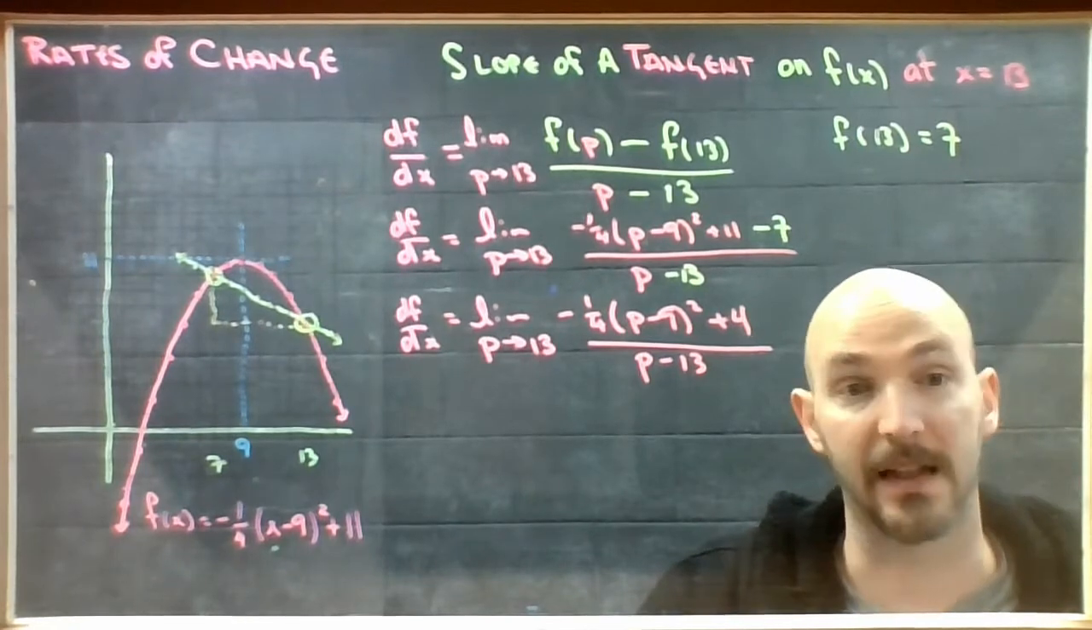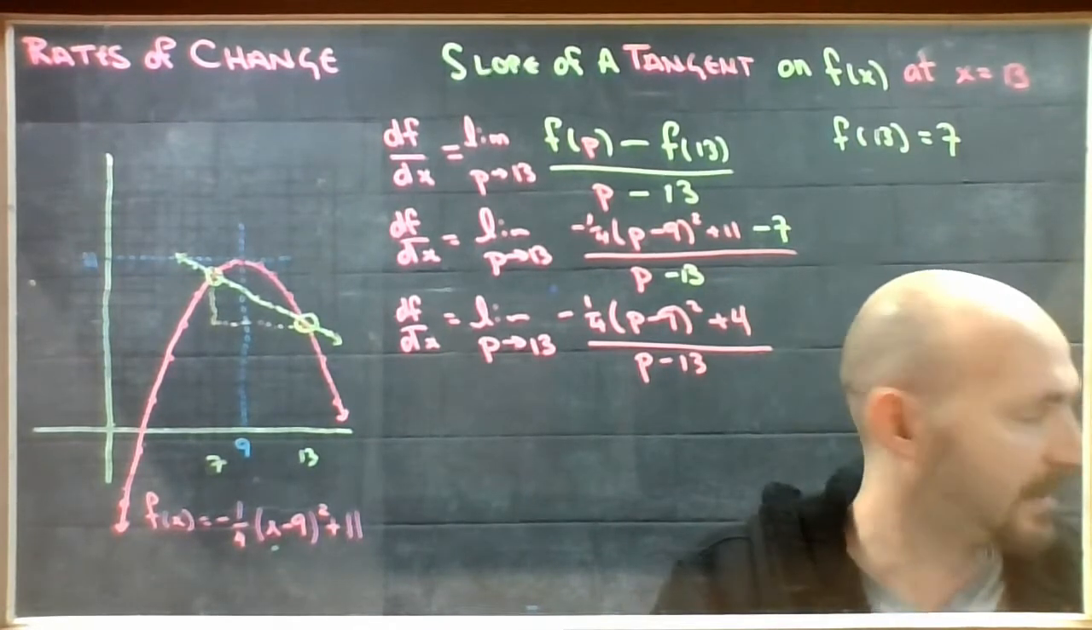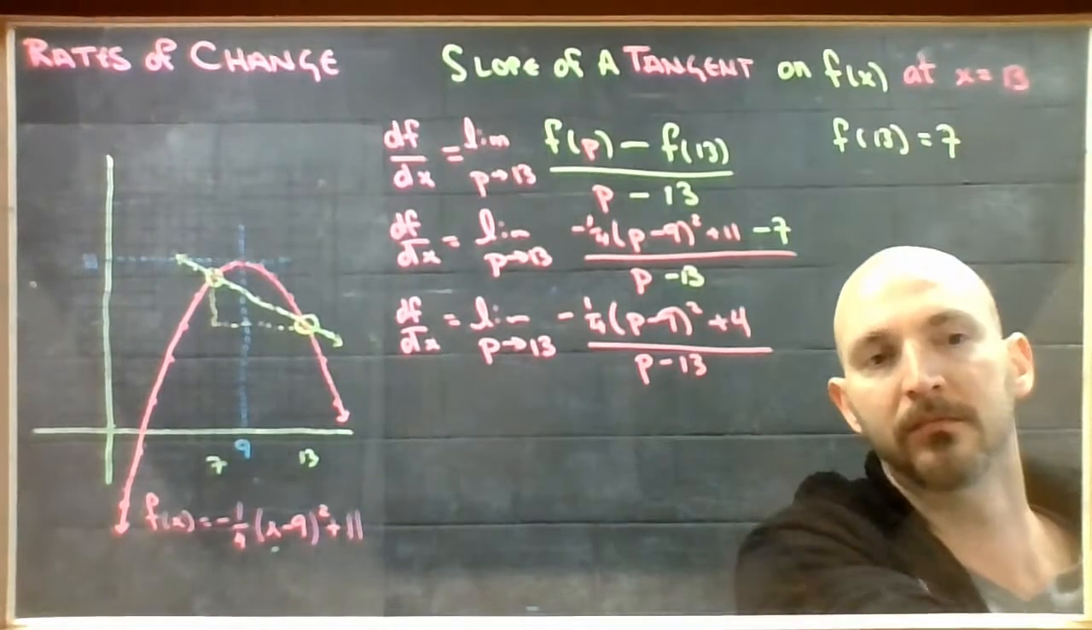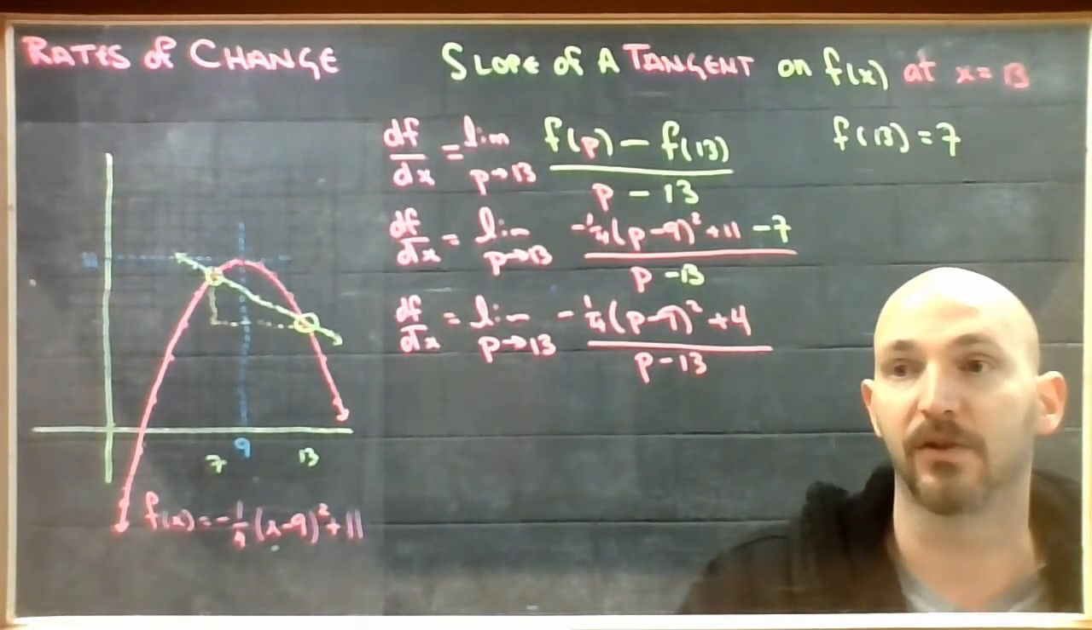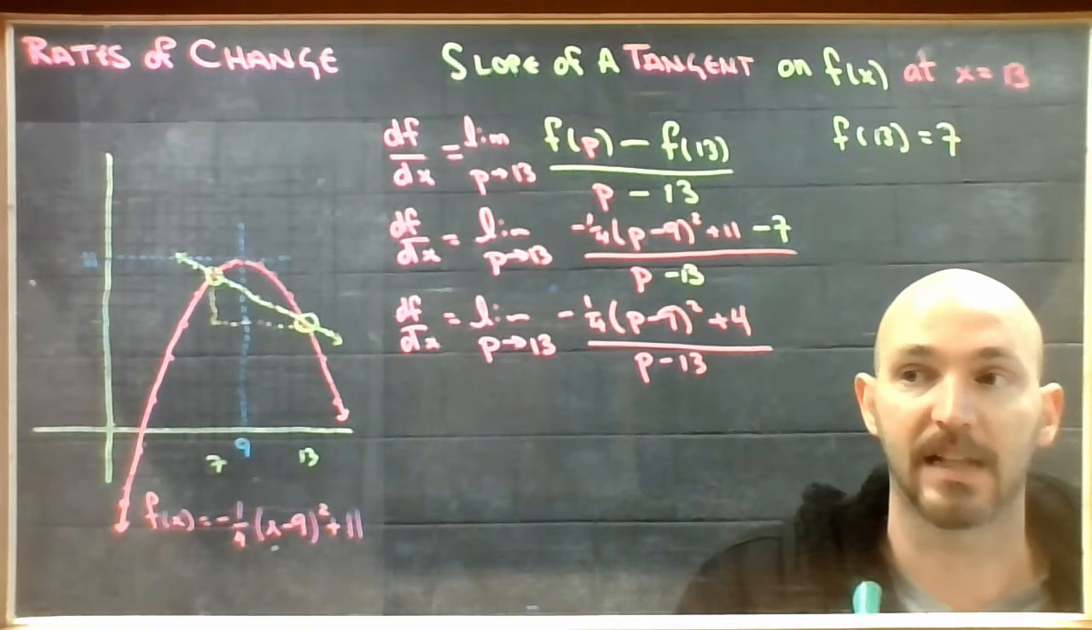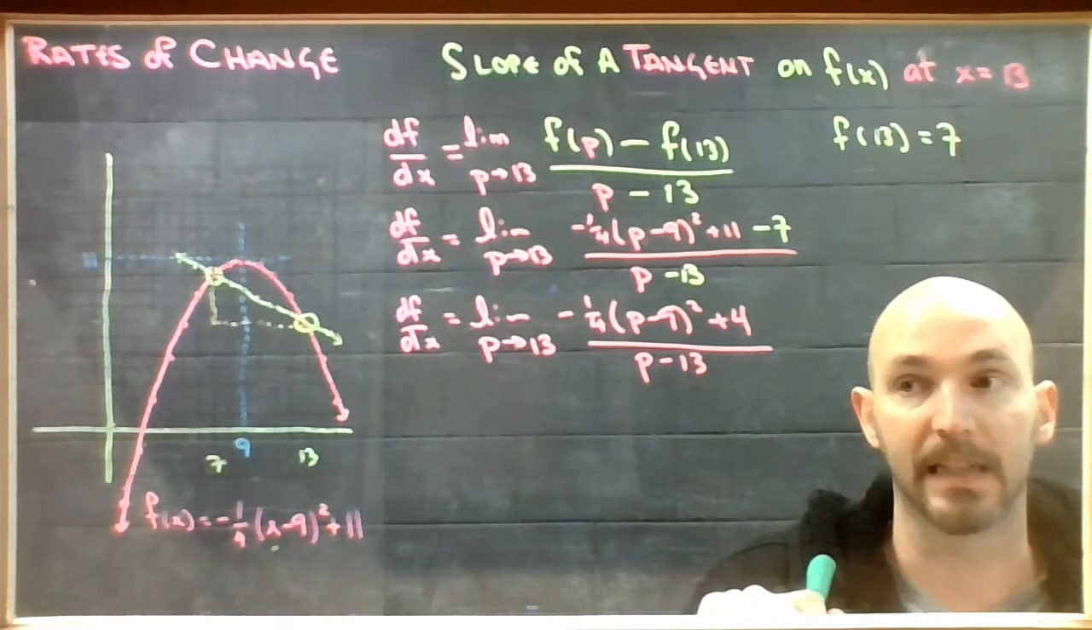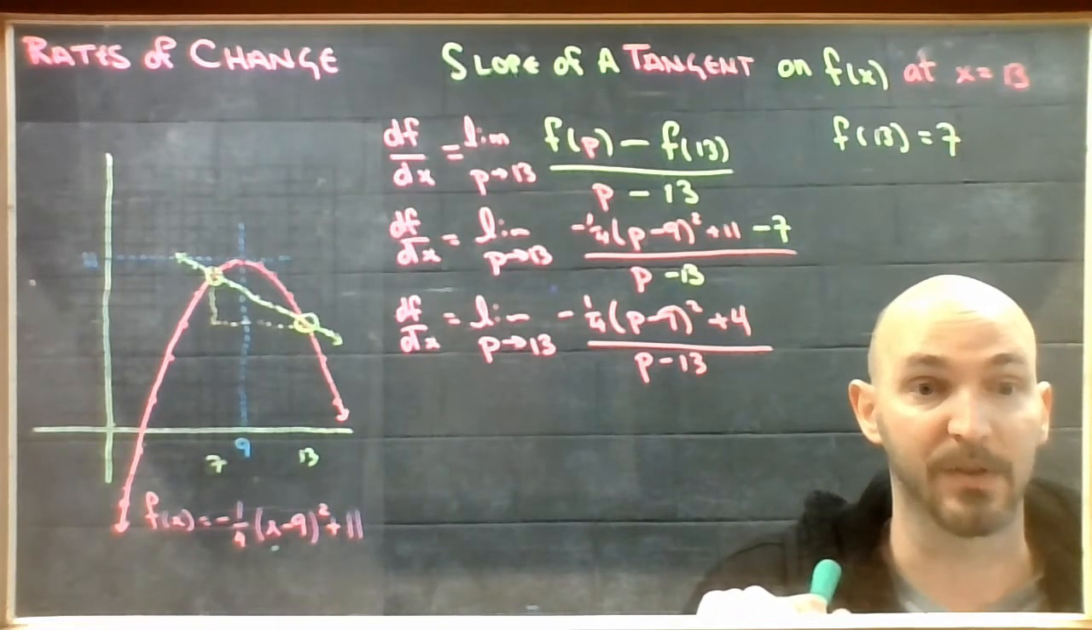Okay, so I'm going to need a calculator for the next spot, so give me a second to grab one. Alright, so when you're doing limits and you're doing them manually, you just have to pick a number that's close to 13 and then plunk it in the equation and see what you get.